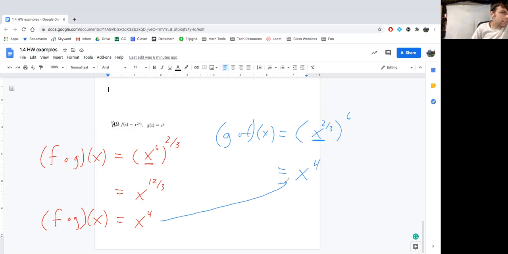So in these cases, the composition is the same. Again, in the future, when we're doing inverse functions, that doesn't mean these are inverses, because if they were inverses, they would both just be x, not x to the 4th. But they are the same, which is something that doesn't always happen.